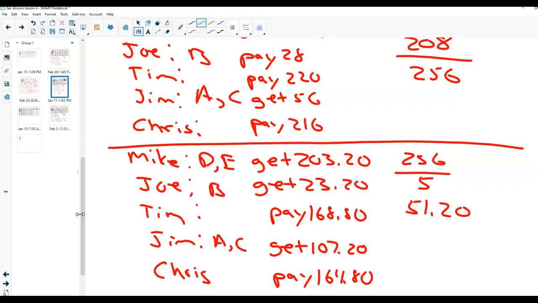And in the end, 23.20 plus 203.20 plus 107.20 leaves me with 333.60. If you add up the pays, 168.80, 164.80, I get 333.60. So it does work out.